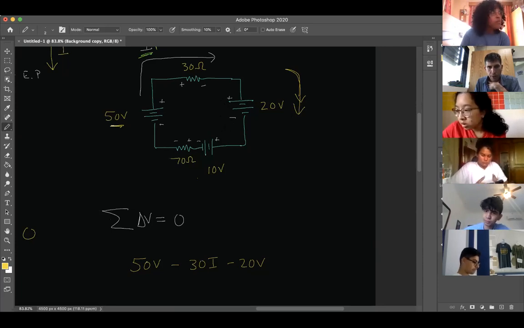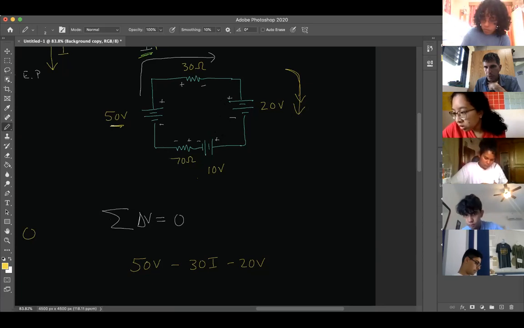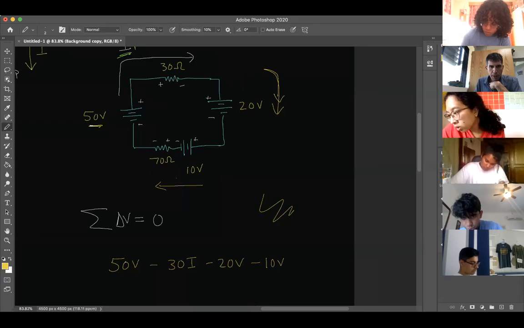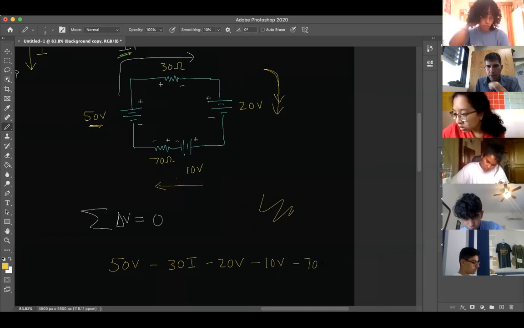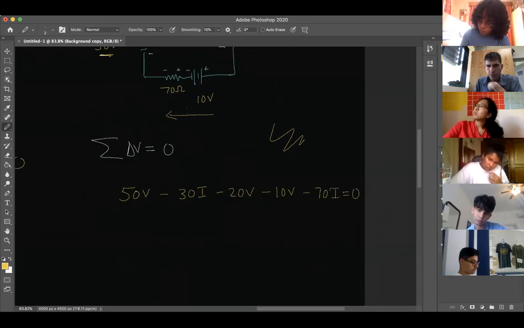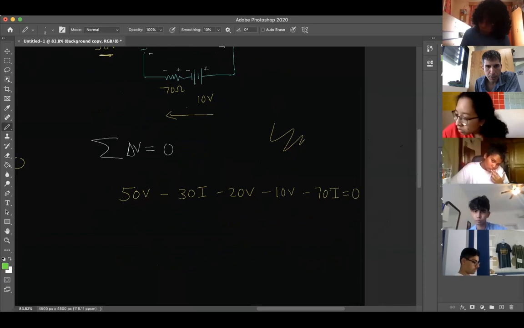You have a voltage drop, and you're going to have another voltage drop as you go across this 10-volt battery. It's going to be minus 10 volts, okay? And then you have one more voltage drop as that current goes through that 70 ohm resistor. So it's going to be minus 70 times whatever the current is, which is what we're looking for, I. And all those things are going to add up to 0. Now you're going to combine the like terms. So I have 50 volts minus 20 volts minus 10 volts.